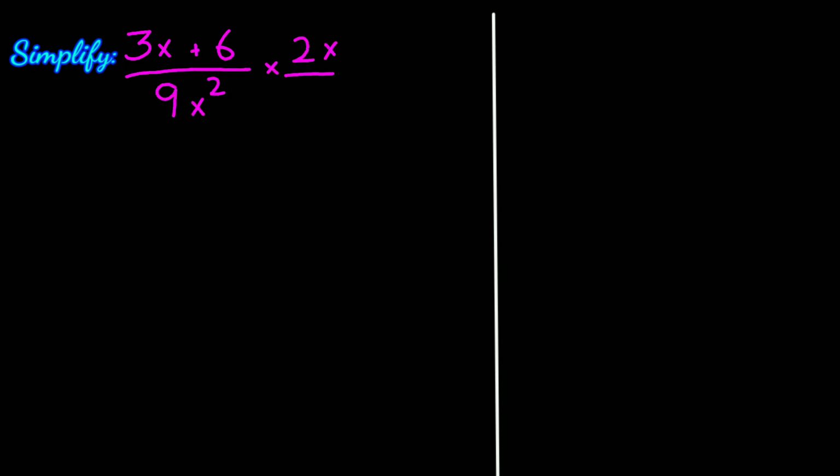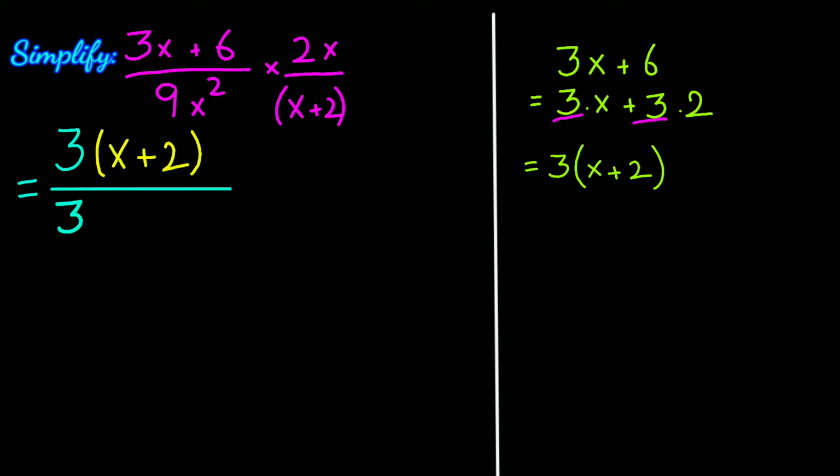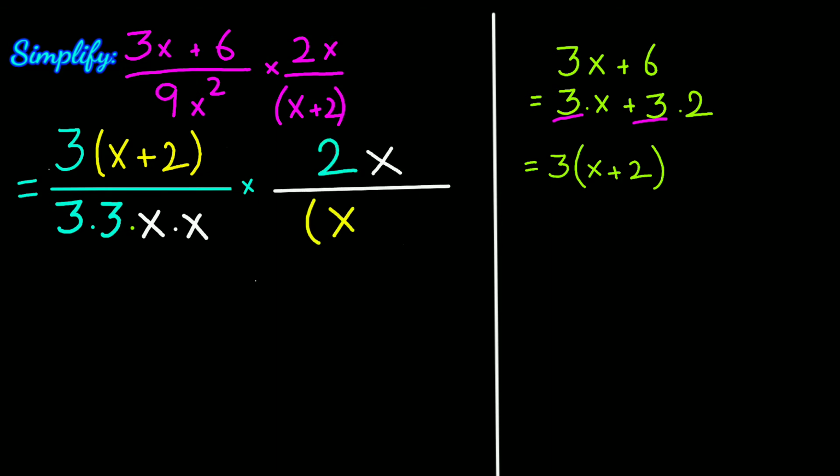Our next example is 3x plus 6 divided by 9x square times 2x divided by x plus 2. Notice that we can factorize the expression 3x plus 6. 3x plus, let's split 6 as 3 times 2. Let's take 3 as common. We have 3 times x plus 2, equals 3 times x plus 2 divided by 9 as 3 times 3 and x square as x times x, multiplied by 2x divided by x plus 2.